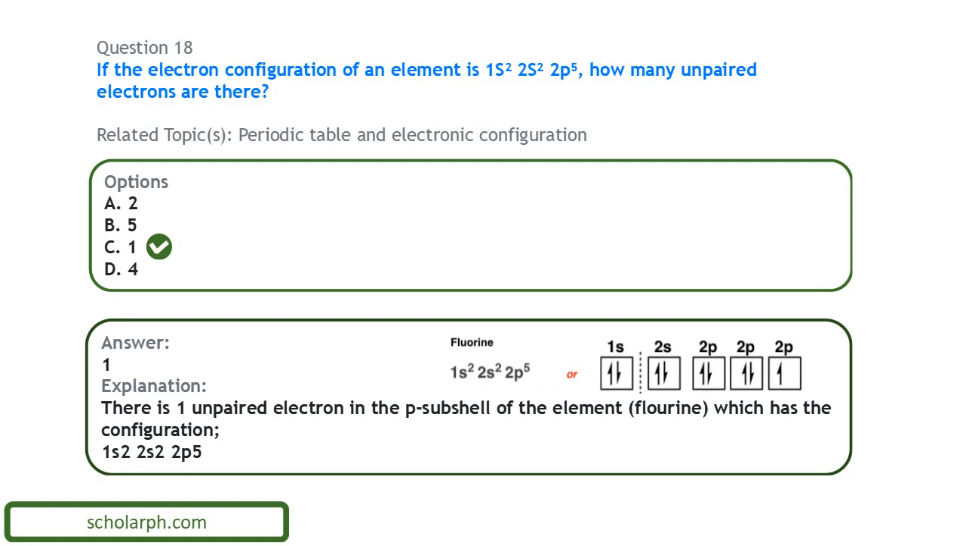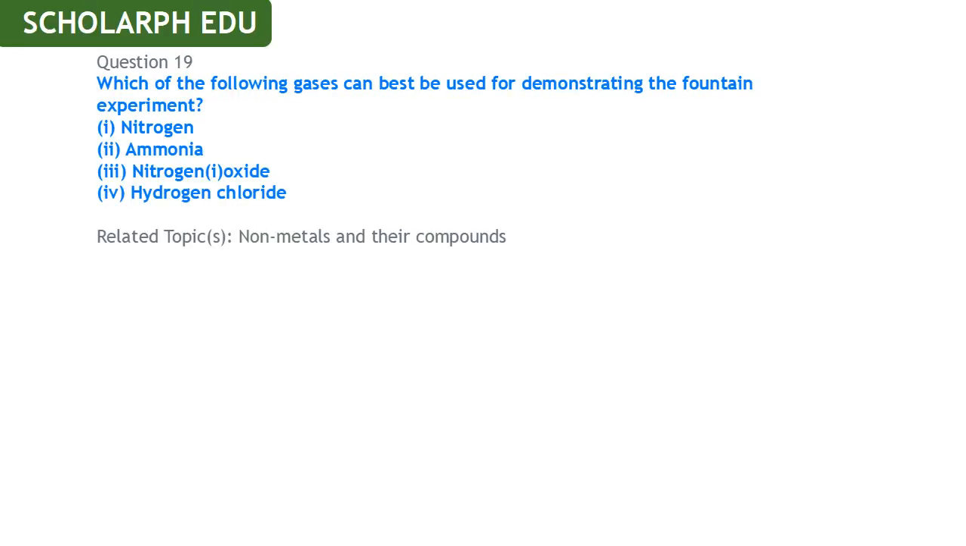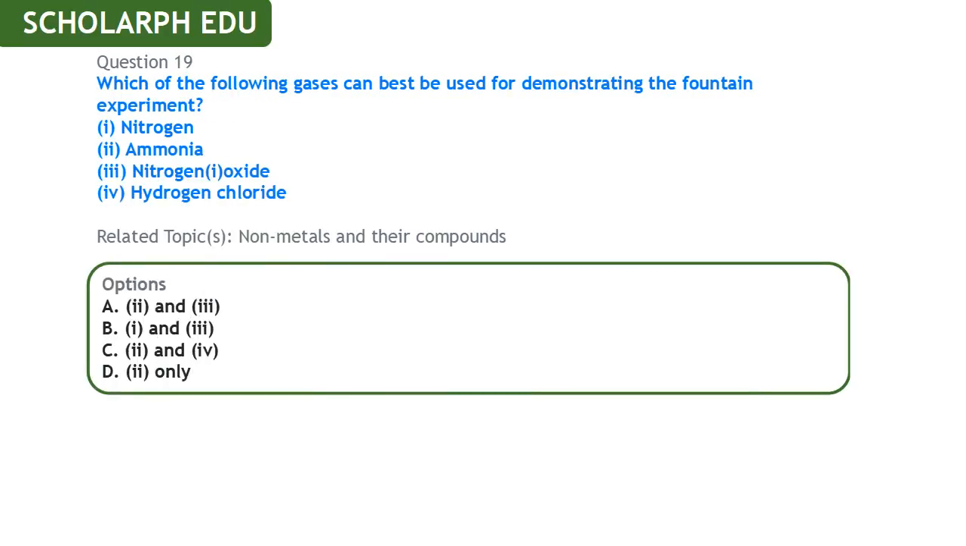Now this is the orbital configuration for it. So you have the 1s2, 2s2, and 2p5. You can see that the electrons in these orbitals, they are in pair. But if you look at this orbital here, we have one unpaired electron. That is one electron that is not in pair. So this element here has one unpaired electron. Okay, one unpaired electron. Next, which of the following gases can best be used for demonstrating the fountain experiment?